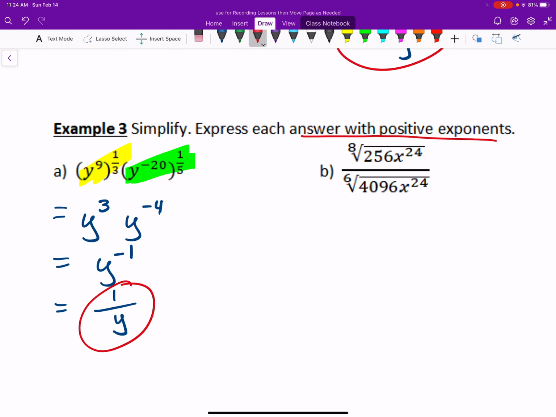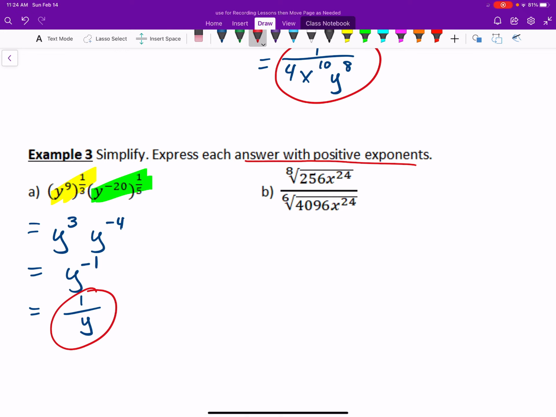This one, because it's written as a radical, if I want to use the exponent laws, I should write it back in that format. So I would rewrite this as 256 x to the 24, so what was under the square root, I would rewrite that as an exponent of 1/8, because the exponent of 1/8 means take the 8th root, right? And so I could do that, and then I'll be able to use exponent laws on it. Likewise, on the bottom, I can do this 4096 x to the 24, and raise that to the exponent 1/6, because it was the 6th root.